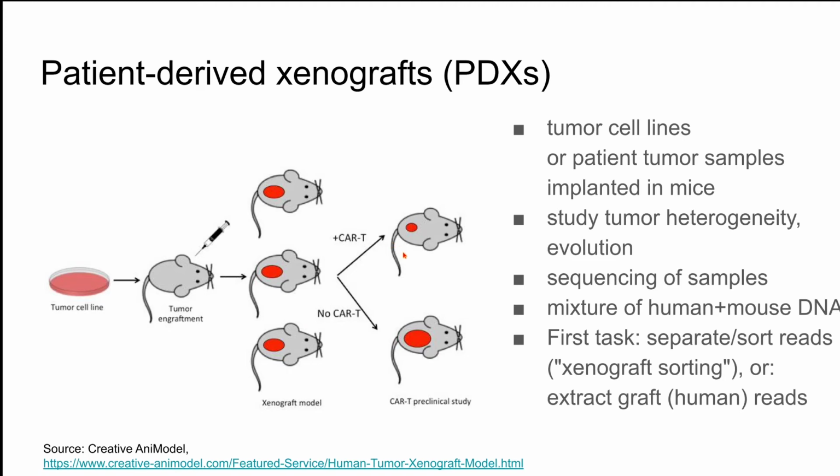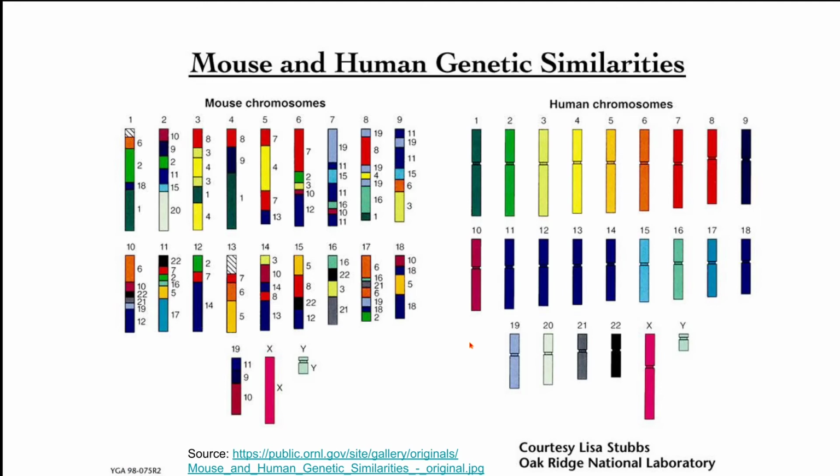So after a while we would take a biopsy and we sequence it. Typically we then have a mixture of the human tumor reads and some of the surrounding mouse tissue reads. The typical first task in this case is to clearly separate the human tumor reads from the host mouse reads. This is not a trivial problem because the human and mouse genome are very similar.